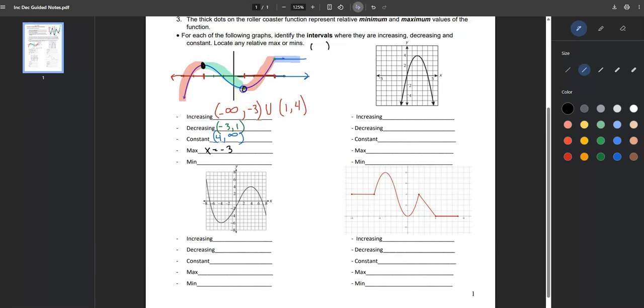And then my min value is going to be right here when it goes from green to red, or this valley. And that's going to be at x equals 1. Okay? So again, it has to change directions. From red to green is a max, green to red is a min.